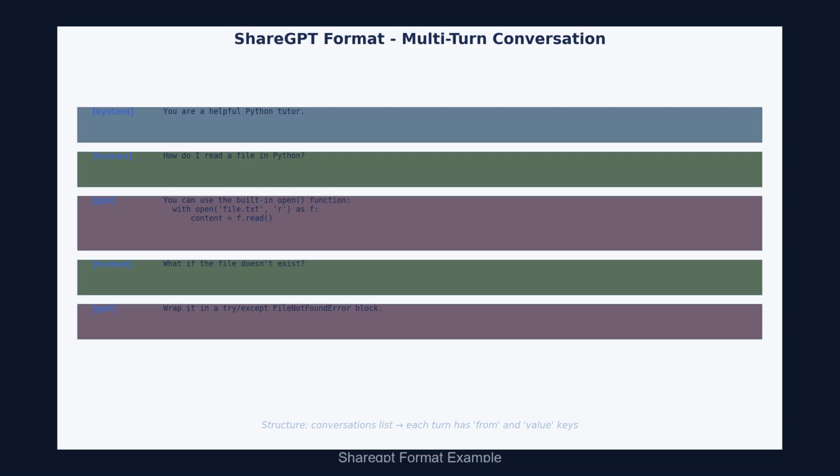In this Python tutoring example, the system message establishes the tutor persona, then the human and GPT turns alternate naturally. The human asks how to read a file. The model explains the open function. The human follows up about error handling, and the model explains try/except. This back and forth is exactly what the conversational format is designed to capture, and ShareGPT datasets give you thousands of examples of it done well.